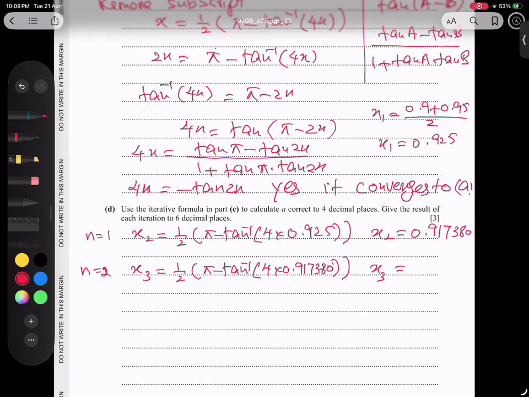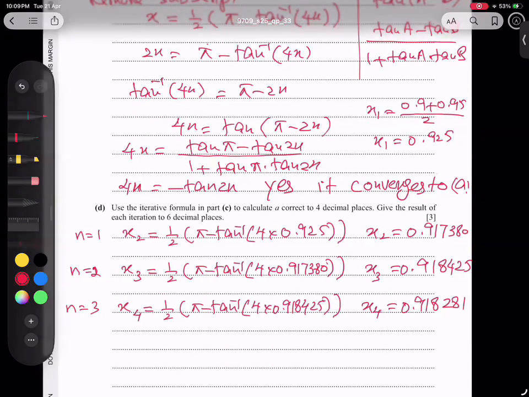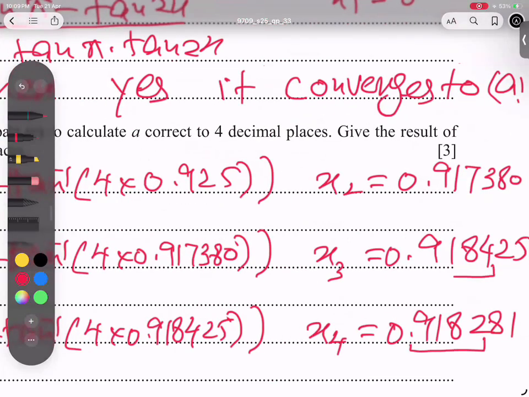When I plug in here, I'm getting 0.918425. Now again I plug in 3, pasting once again to save time. Here 3, and this number will change. Here I get a 4, sorry, here 4, here 4, 0.918425. And my next answer is 0.918281. He said 4 DP. Check it, does it match to 4 DP? No, it's still not a match. Some difference is there at the fourth digit, so I have to check once again.